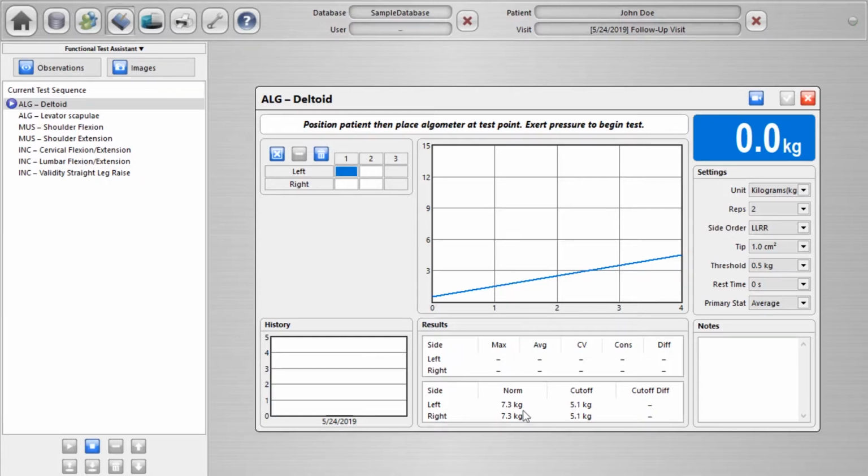So if you look down at the bottom, we have here normals for the left and right side. Some of those are going to be based on gender, as they are with algometry. You might have some that are based on age, such as grip strength testing, and we'll talk about some of those in just a little while. And then objectifying that data also allows us, as you can see up here, to look at left and right side comparisons, and we'll be able to see that come through the data in just a moment.